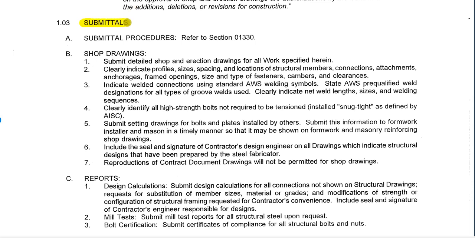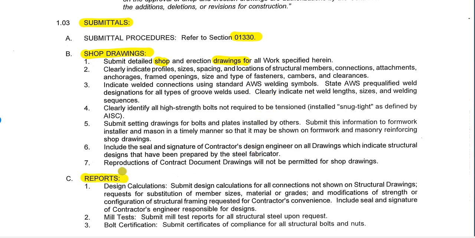Next, we're going to get down to submittals. In general conditions, or 1330 in this particular project, we'll talk about the specifics and procedures for submitting. In the spec section itself, it's going to talk about exactly what needs to be submitted. For structural steel, we're looking at shop drawings, the detailed shop and erection drawings that we're going to have. And this indicates exactly what needs to be shown on those drawings.